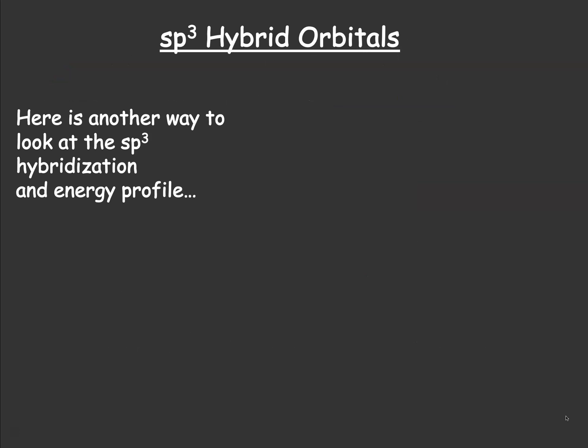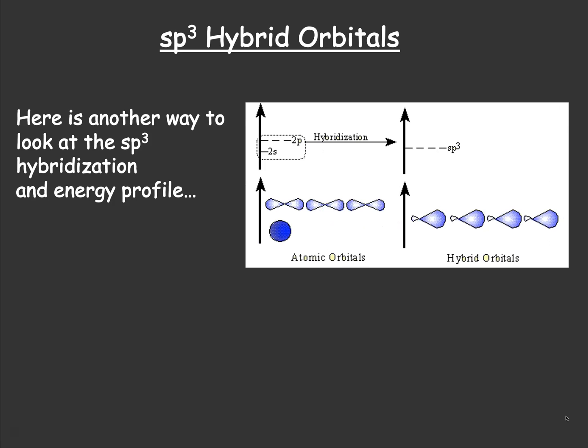So, another way to look at sp3 hybrid orbitals. From an energy diagram, we can see that we have our single s and our 3 p orbitals, and then they hybridize together to make 4 equal energy sp3 hybrid orbitals. Notice it's 1 s and 3 p's. 1 plus 3 equals 4. That's where the 4 orbitals come from, because you're using 4 individual orbitals to make 4 hybrid orbitals.